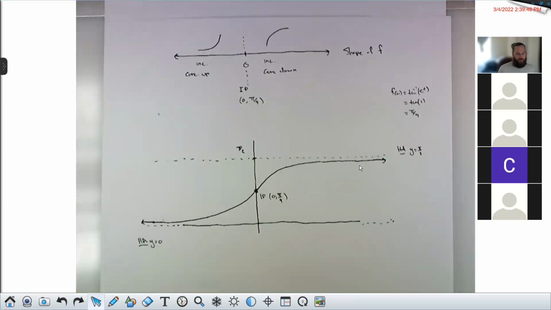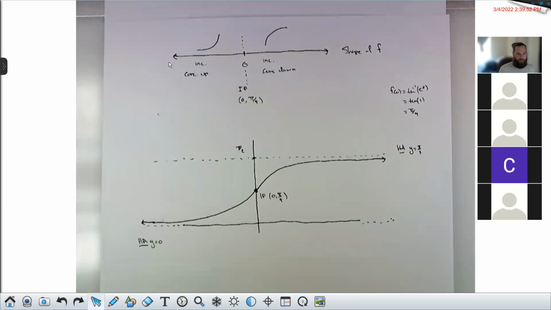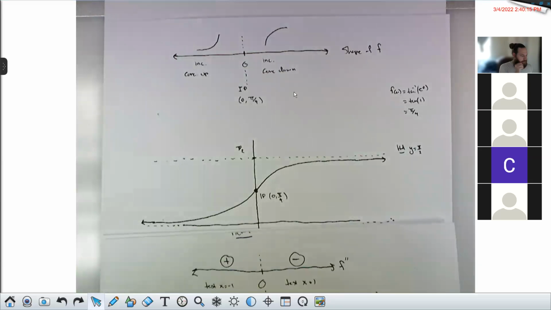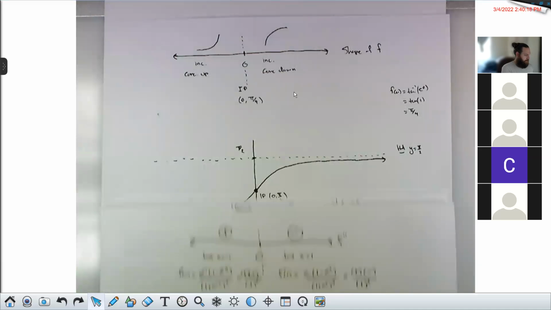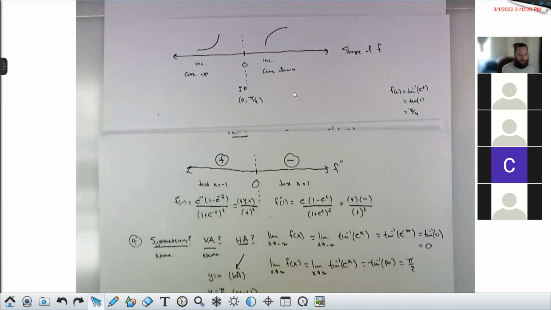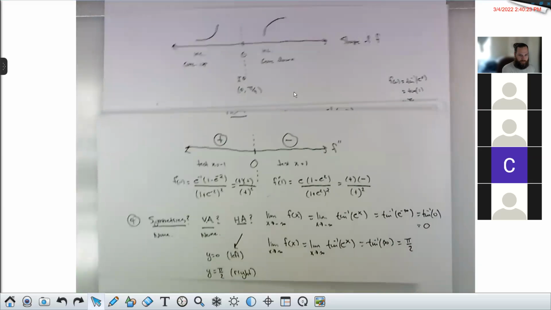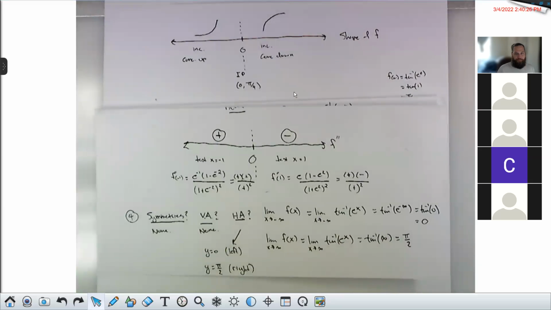Are we all comfy with how we got the shape? So we're increasing everywhere because f prime was always positive. Concave up over here because f double prime was positive there. Concave down over here because f double prime was negative there. And the asymptote work, that was kind of interesting too, right? We had to be a little bit careful about our limits.